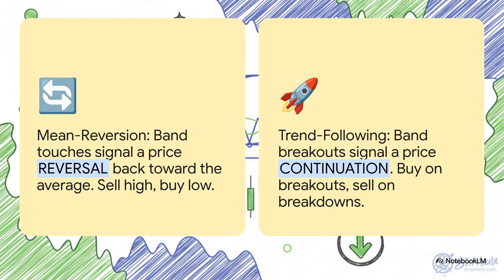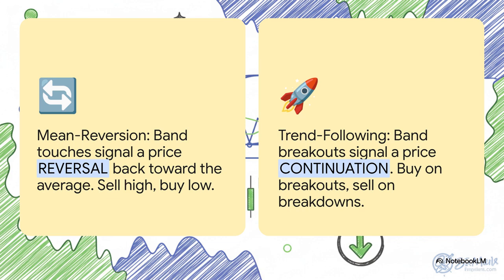Okay, and this is where it gets really interesting. This is a huge insight into how markets work. You have the exact same signal, the price hitting one of the bands, but traders use it in two completely opposite ways. A mean reversion trader sees the price hit the top band and they sell, right? They're betting on a reversal, a return to normal.